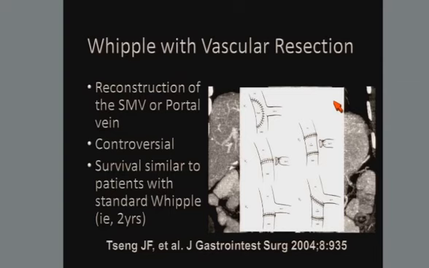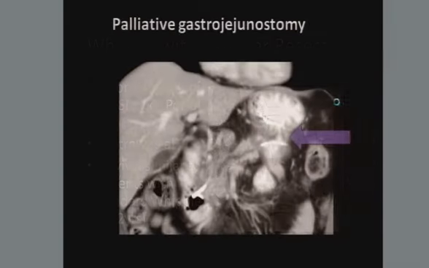In general, the criteria for when this might apply has to do with 2 centimeters or less of contact with the superior mesenteric vein or the portal vein.